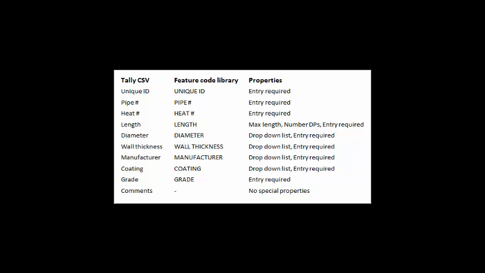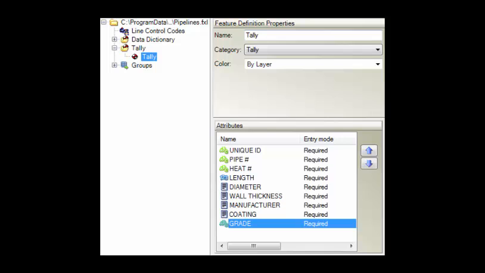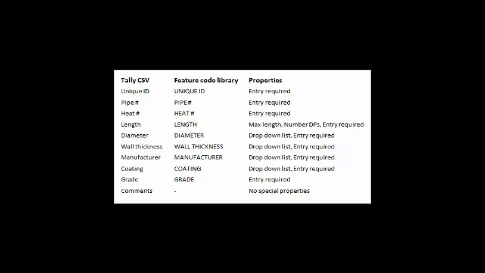The easiest way to do this is to set up a code called, say, tally in the feature code library and create matching attribute names that have the properties required. Alternatively, you can leave Pipelines to find the first matching name in the feature code library. If you look at the table displayed, you can see the headings of my tally file listed in the first column. In the second column, you can see the feature code library code I have created. In the third column, I have listed the properties I assigned to the attributes.